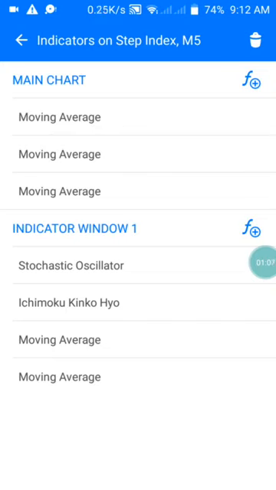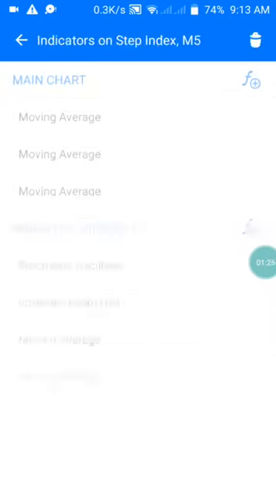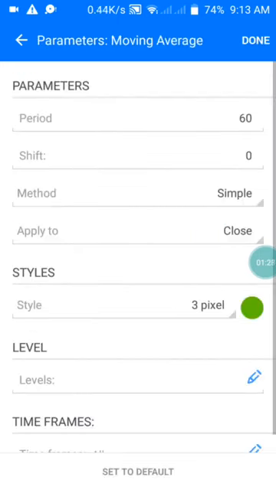So on my main chart I have the moving average. The first one is period of 3, shift of 0, method exponential, and apply to typical price. Then you press on done. You can pick any color of your choice. I also have my second moving average on my main chart: period of 60, shift of 0, method simple, apply to close. You can also choose any color here. You press on done.